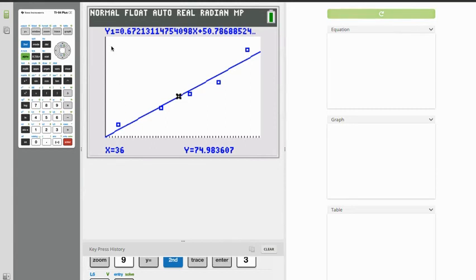As you notice, what we just did was interpolate. We predicted what our percent was going to be inside of our data points. So if we had a 36, we would predict about 75%.